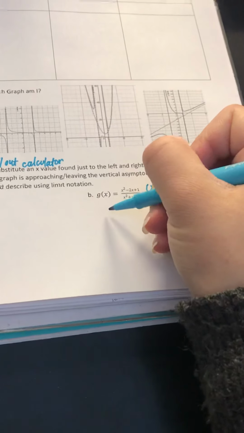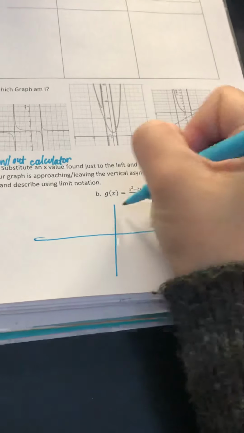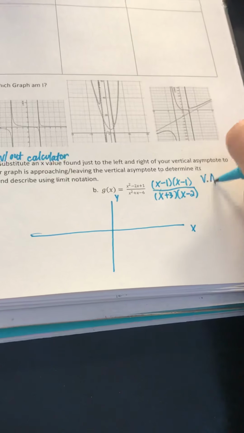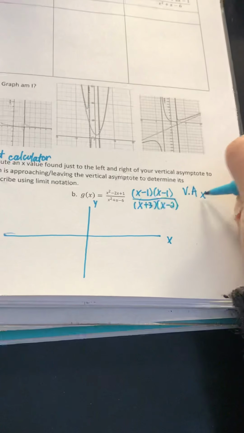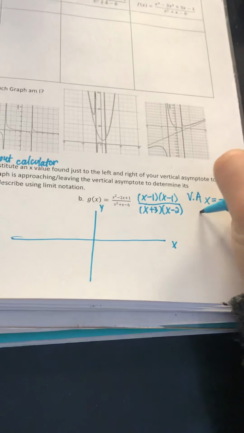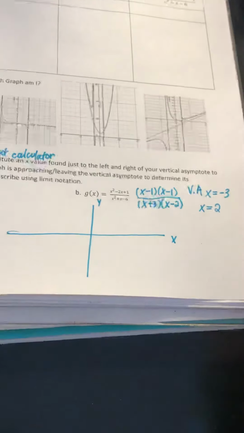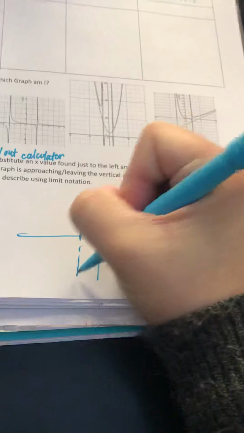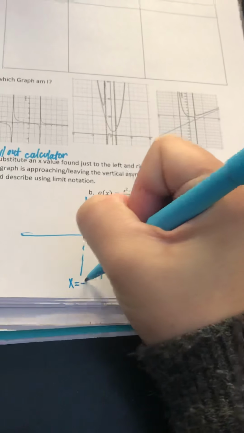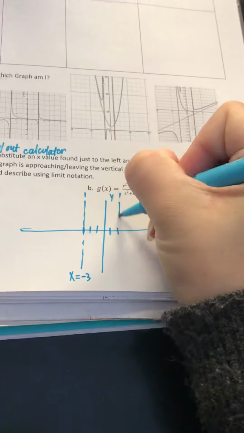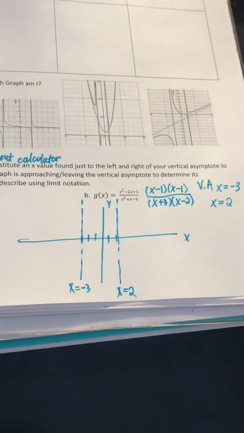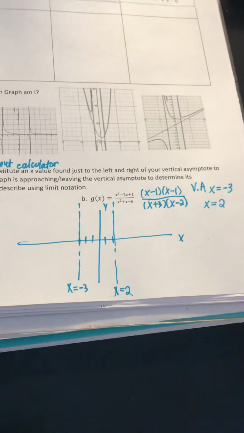First, I'm going to create an x and y axis. X-axis, y-axis, and then I'm going to start off with the vertical asymptotes. So my vertical asymptotes here would be x equals -3 and x equals +2. So here's -3, 1, 2, 3, and +2. Alright, so again, we're going to have two vertical asymptotes on this example.